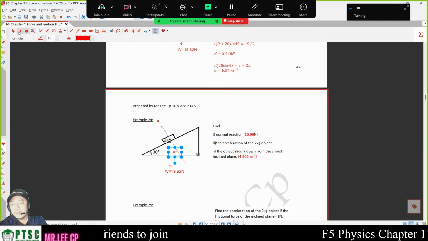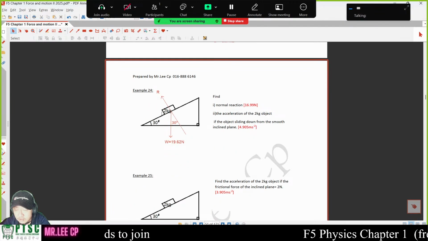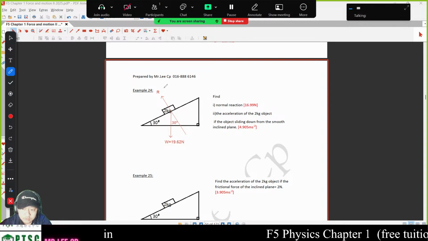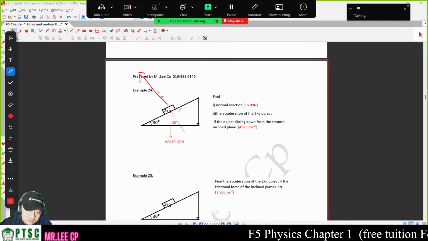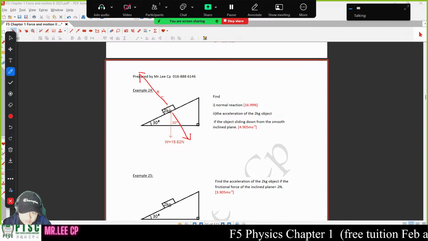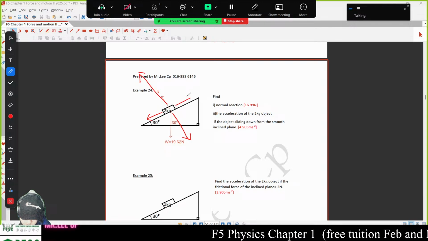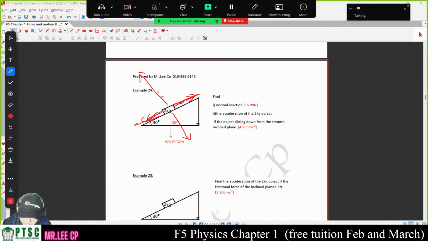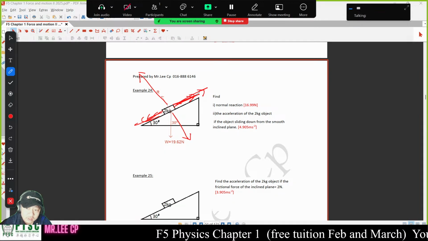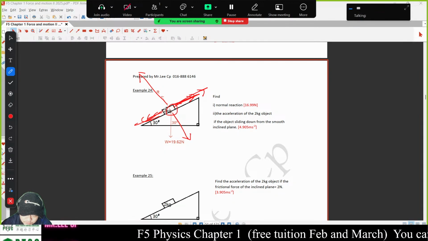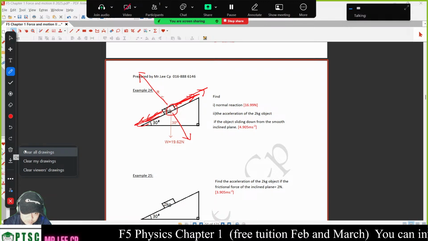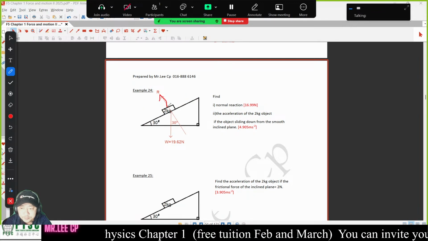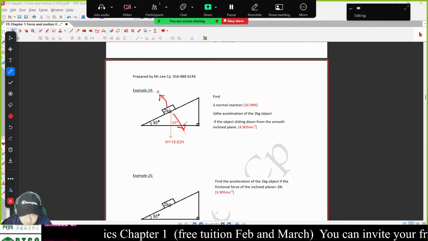Okay, so now this object, if it is moving, where will it move? It cannot move into this direction. It only can move in this direction, up or down. If I pull it, then it will go up. If I let go, it probably will stay there or it will go down, right? And down is always the same.